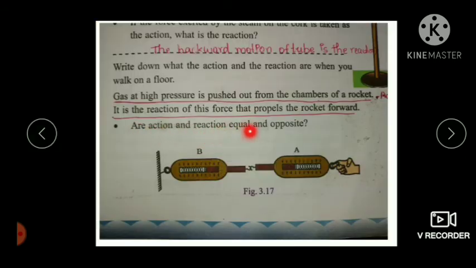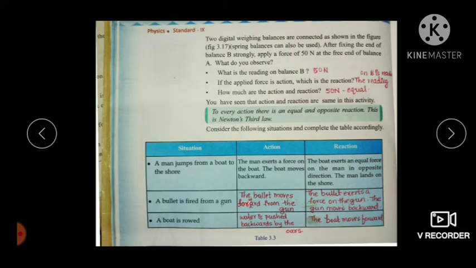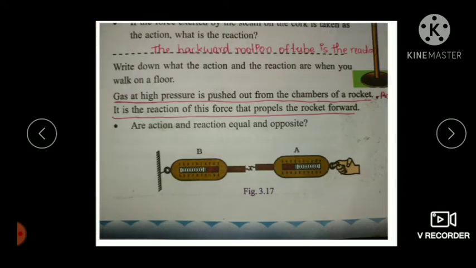Are action and reaction equal and opposite? Yes. So action and reaction are equal and opposite. So based on this, one activity is given. Two digital weighing balances are connected as shown in the figure. So in this figure, two digital balances are connected.